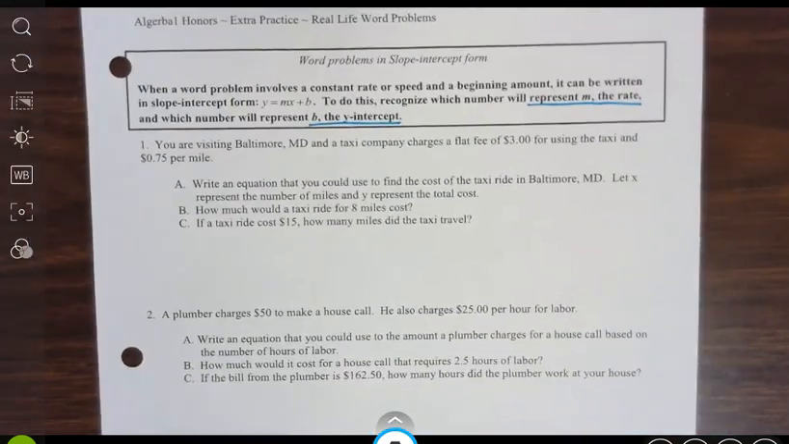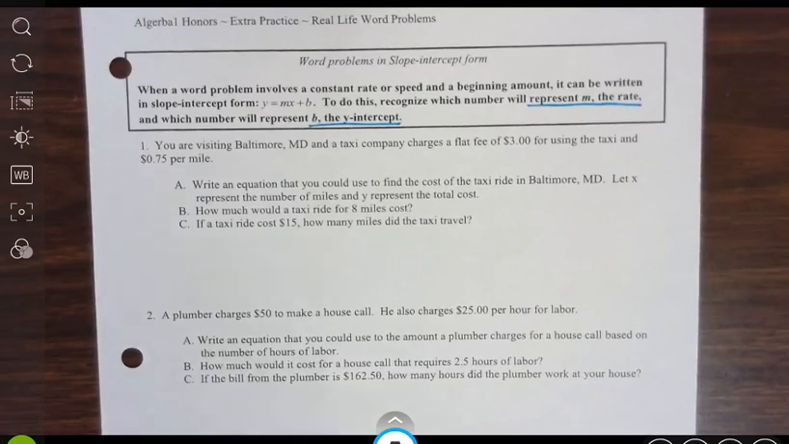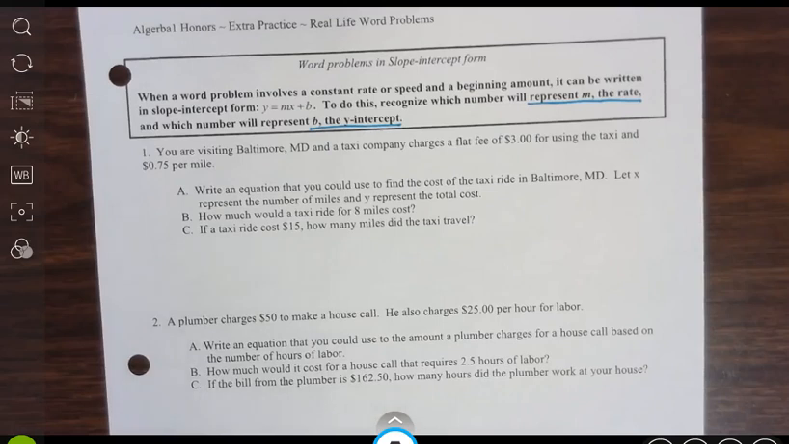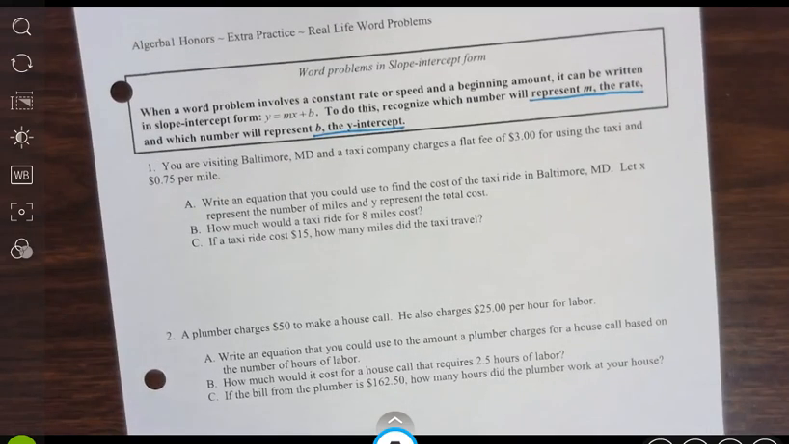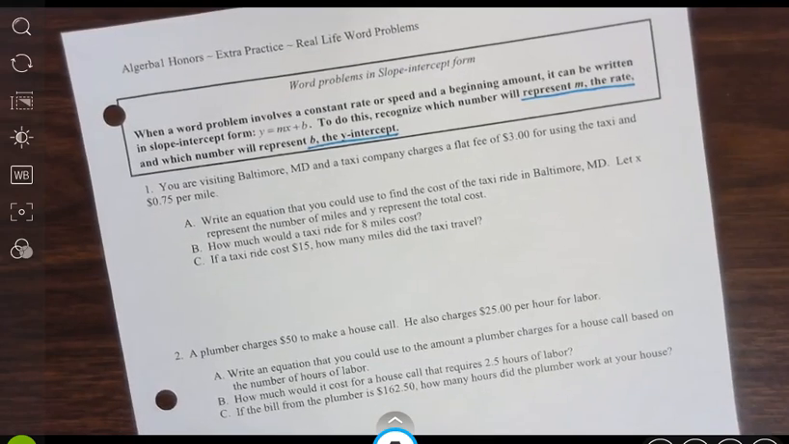Okay, so number one, it says you are visiting Baltimore, Maryland, and a taxi company charges a flat fee of $3 for using the taxi and 75 cents per mile. So part A says write an equation that you could use to find the cost of the taxi ride in Baltimore, Maryland. Let x represent the miles and y represent the total cost.